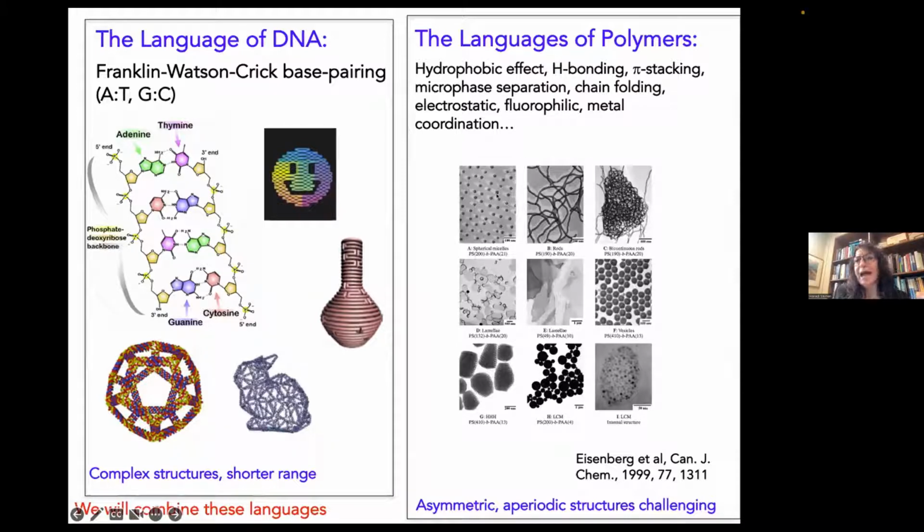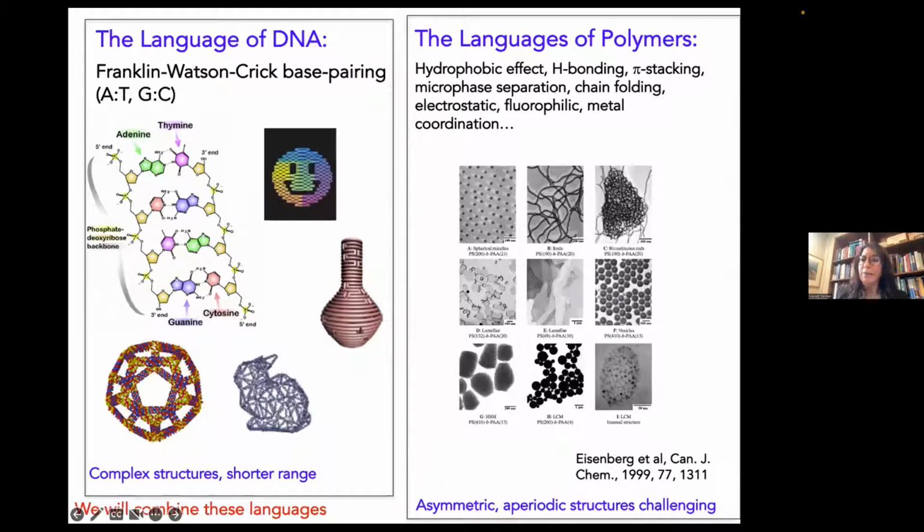polymers have a very, very large set of interactions that they can introduce. So I list some of these right here: hydrogen bonding, pi stacking, fluorophilic interactions, metal coordination, et cetera, et cetera. By doing so, what they introduce is the ability to make very large extended structures with a very small number of components. Okay, so one single component that might be amphiphilic can actually form very organized structures.